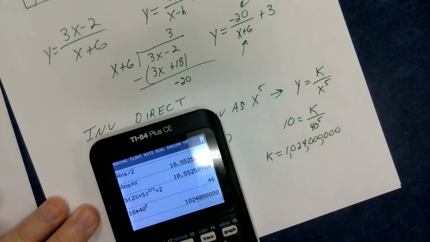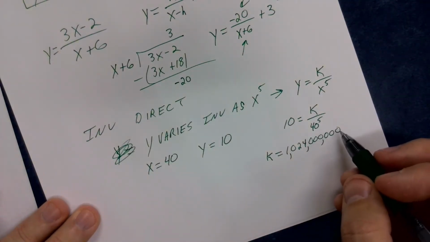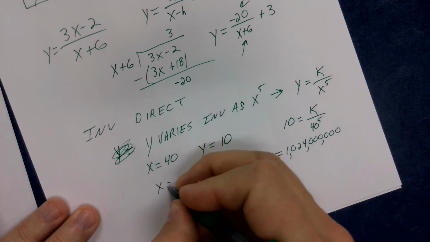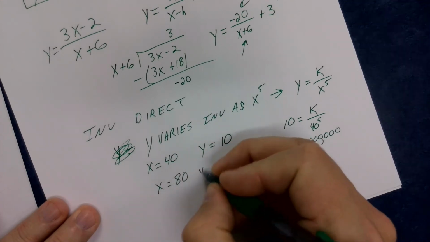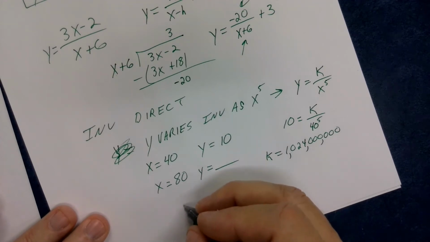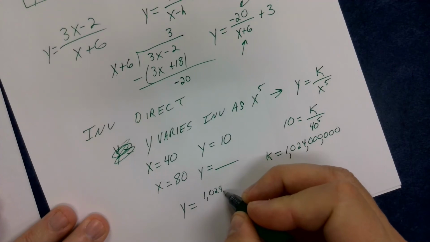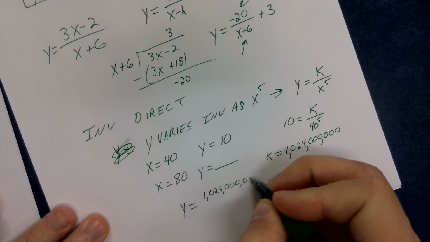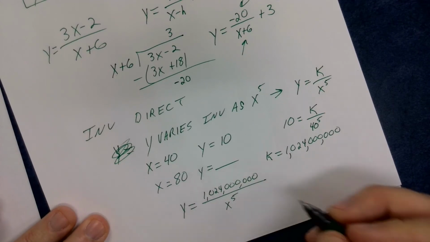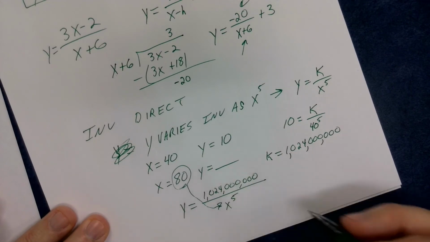So 1,024,000,000 is my k. And then I might do something like this. If x equals 80, what does y equal? Which means you would then do this. y equals 1,024,000,000 over x to the 5th. And you would take that 80 and you would substitute right in there.